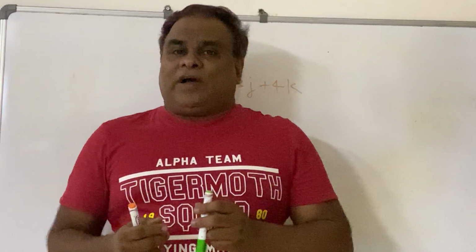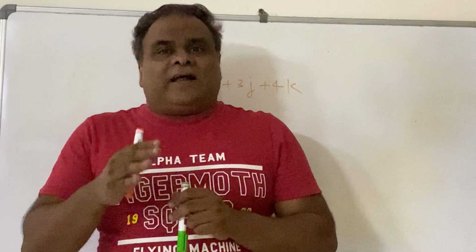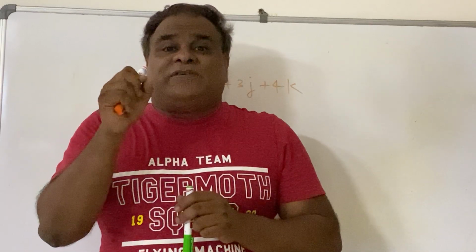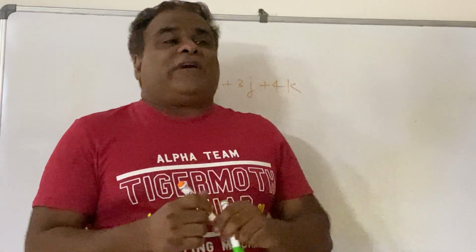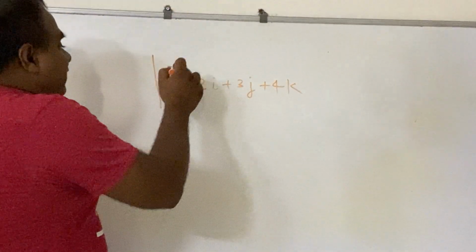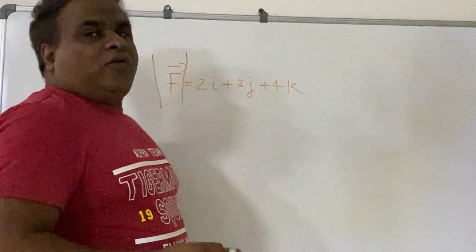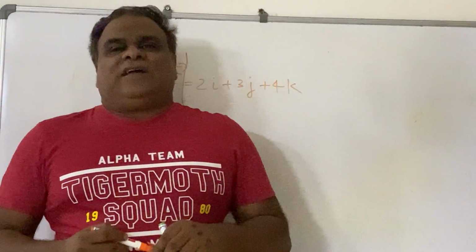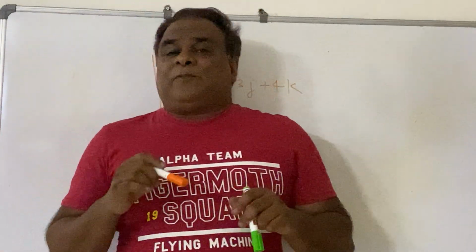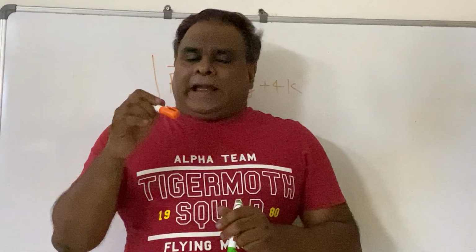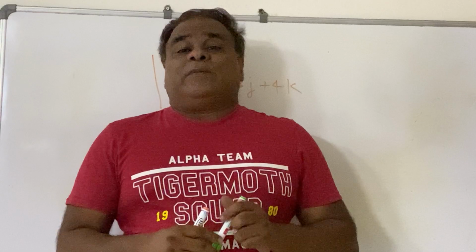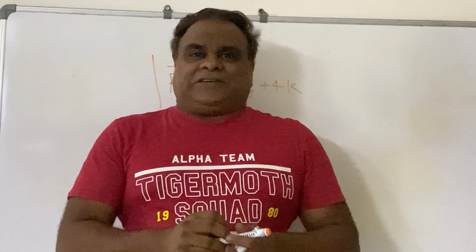That is one point. And if I am writing vector F is equal to 2i plus 3j plus 4k, what is the magnitude of vector F? What will be the magnitude of vector F? Modulus. These 2 points I am going to discuss. To understand this, I am coming back to parallelogram law of addition of vectors.